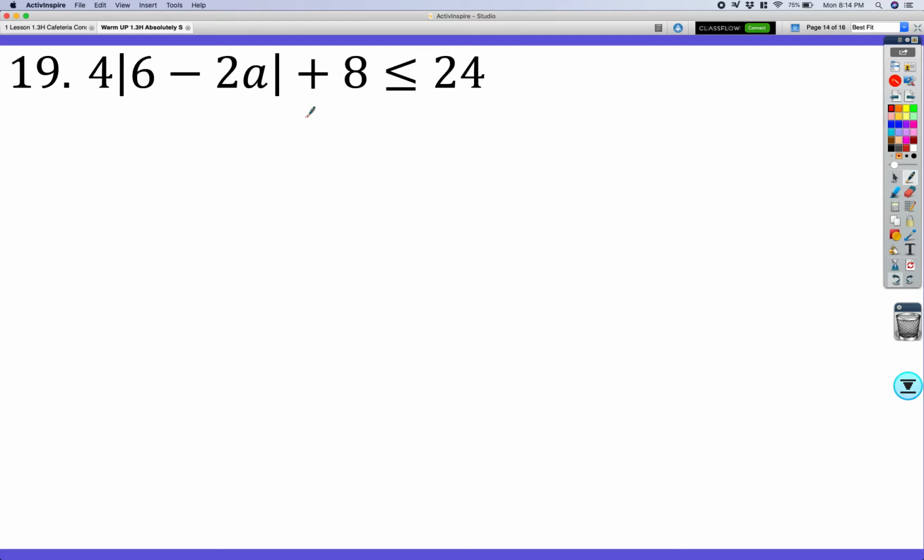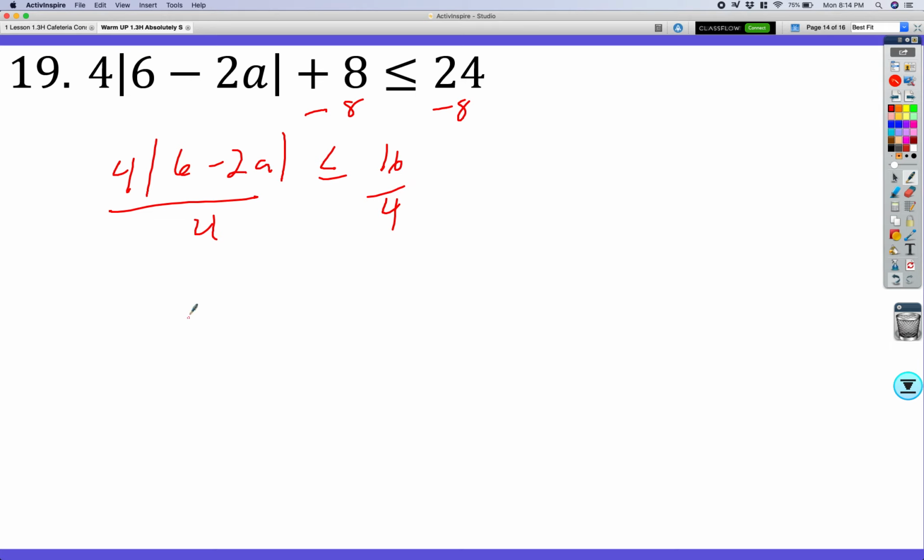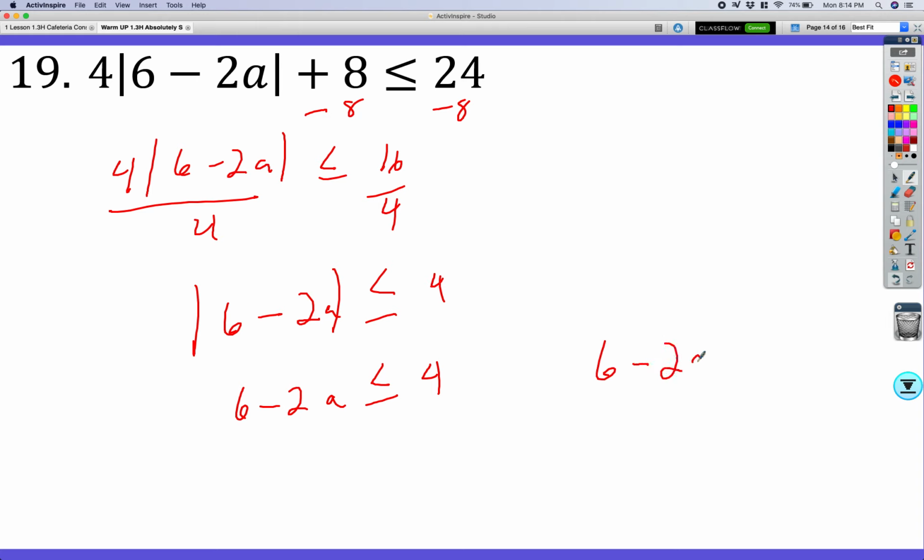All right, here, let's go ahead and zoom through this. Minus 8. This would give me 4 times the absolute value of 6 minus 2a, and that is less than or equal to 16. When I divide both sides by 4, this gives me the absolute value of 6 minus 2a is less than or equal to 4. So then now I have my two things, I'm going to make my inequalities of 6 minus 2a is less than or equal to 4, and 6 minus 2a is greater than or equal to negative 4.